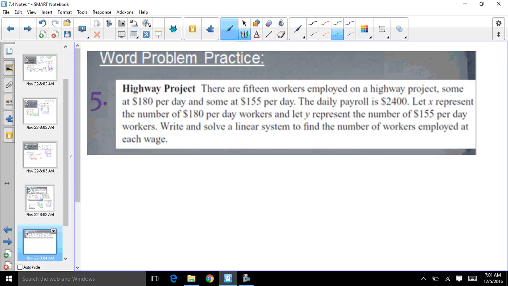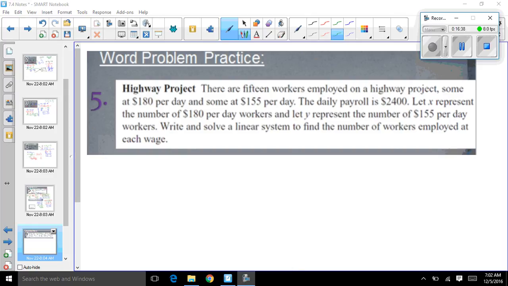Okay, one last problem. There are 15 workers employed on the highway project, some at $180 per day, some at $155. Daily payroll is $2,400. Let X represent the number of $180 per day workers, and let Y represent the number of $155 per day workers. Write and solve a linear system to find the number of workers employed at each wage. I would really, really like for you to pause for a second and see if you can come up with 2 true statements. If you can, you should be able to solve this one.